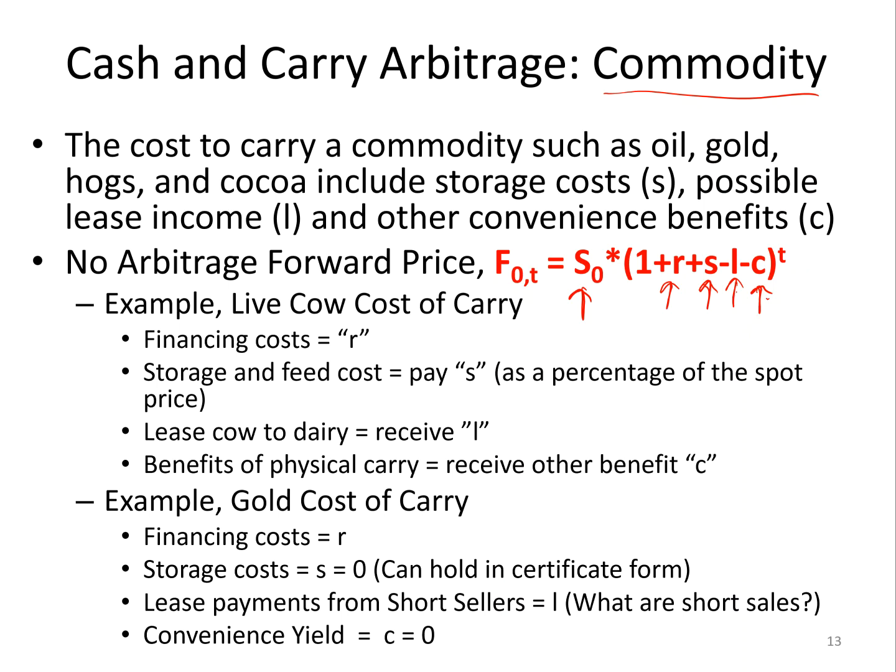Now for gold, we're going to have R for gold. Even though you think you'd have to store it, you don't have to. You can hold it in certificate form. So generally for gold, the storage costs are 0. And the lease payments are positive for gold. That's for short sellers. Short sellers of gold will pay holders of gold to borrow the gold so they can short sell it. And convenience yield for gold is generally considered close to 0.